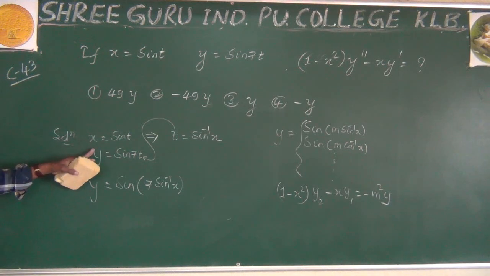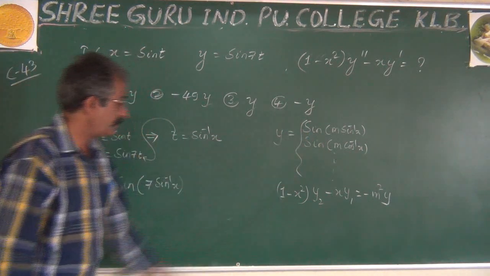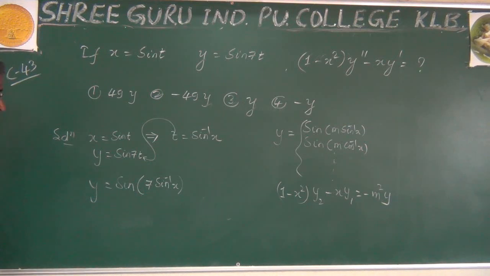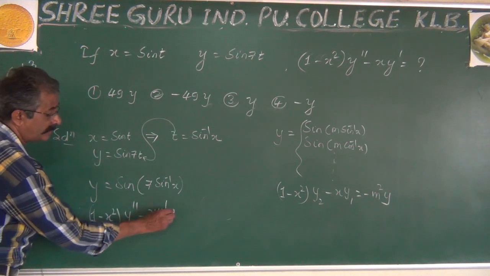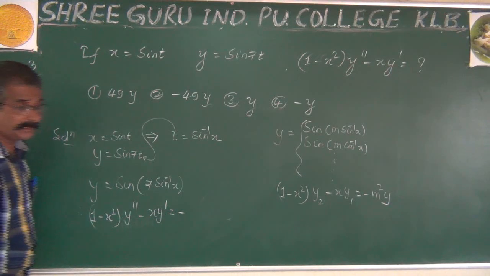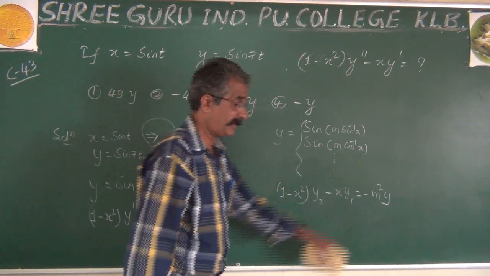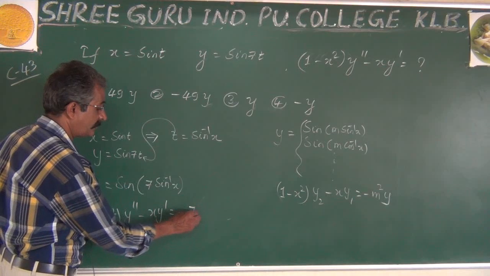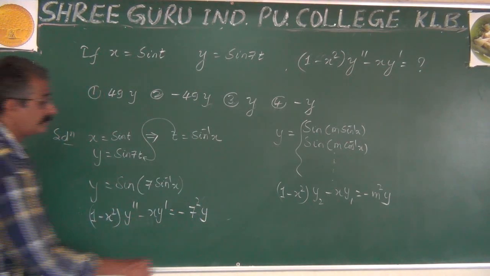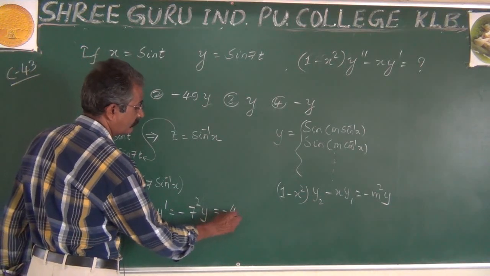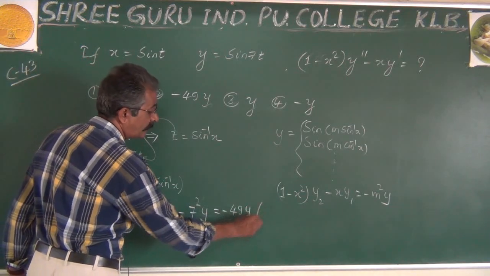Now our problem is exactly of this category. M, what is M? 7. So now the answer: (1 minus x square) into y double dash minus x into y dash equal to minus of m square y, means minus of 7 square y, that is 49y with minus sign. Total minus 49y.